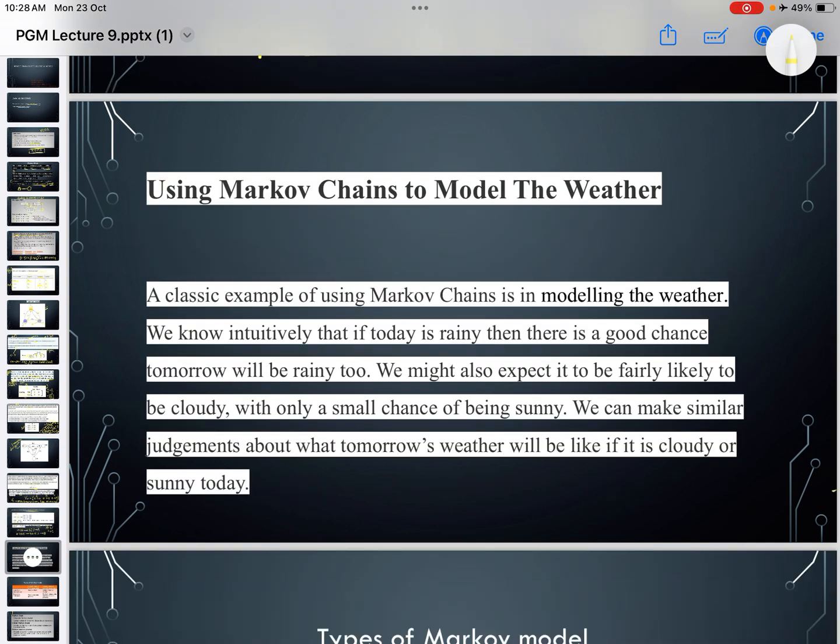Using Markov chains to model the weather. A classic example of using Markov chains is in modeling the weather. We know intuitively that if today is rainy, then there is a good chance tomorrow will be rainy too. We might also expect it to be fairly likely to be cloudy, with only a small chance of being sunny. We can make similar judgments about tomorrow's weather if it is cloudy or sunny today. So we can predict what the weather will be tomorrow if today is rainy, sunny or cloudy. Then we say that likely the chances are that it will be the same weather tomorrow also.